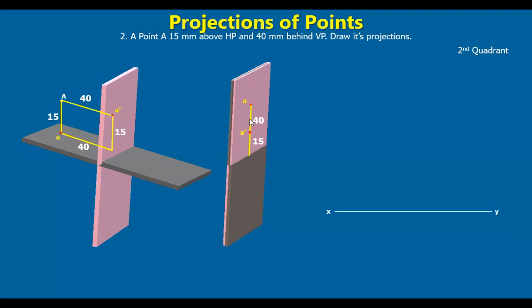Now, let's represent this same on the paper. Take the reference line, XY, draw perpendicular, right? At a distance of 40 mm, mark a point here, that is this distance. So 40 mm distance, mark this point, that is A. Next, at a height of 15 mm from here, we mark the front view, this A dash here. The distance is 15. So this is when the object is in the second quadrant.